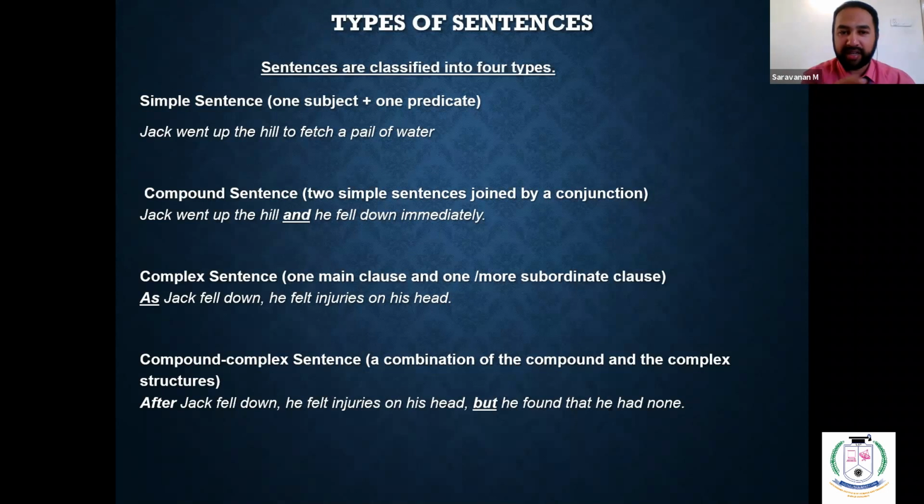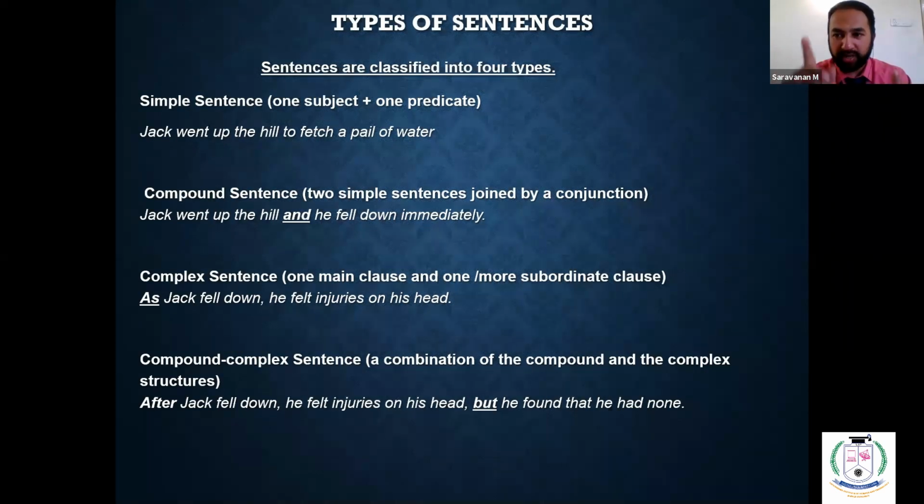A simple sentence is a single sentence which gives you a single meaning. Jack went up the hill to fetch a pail of water. So it has one subject, that is Jack, and one predicate, that is the second half of the sentence: went up the hill to fetch a pail of water. It has only one predicate. So that is why it is a simple sentence. Again, I'm repeating: Jack is the subject and the second half of the sentence is the predicate.